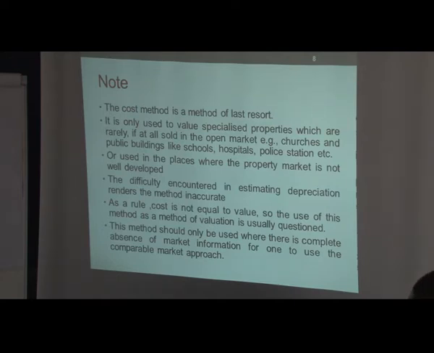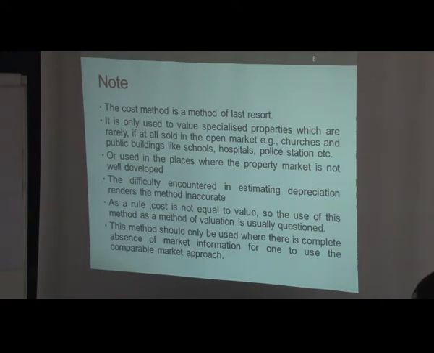So when do you use it? Bullet number 2. This method is only used to value specialized properties. And basically specialized properties are those properties which are rarely, if at all, sold in the open market. And what I've put up there are just some of the examples of specialized properties.